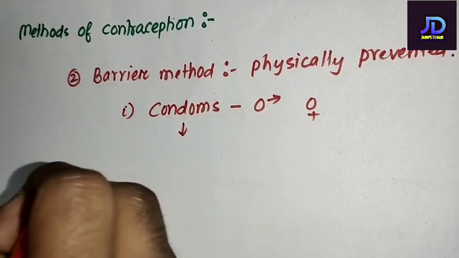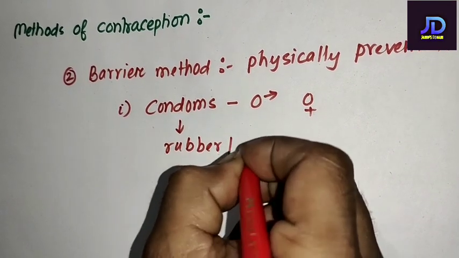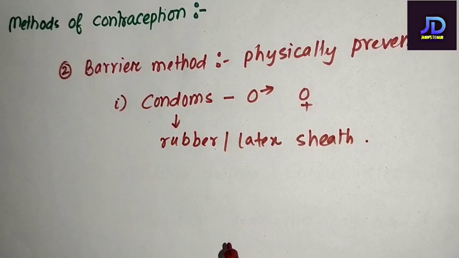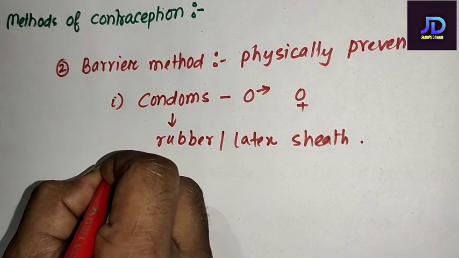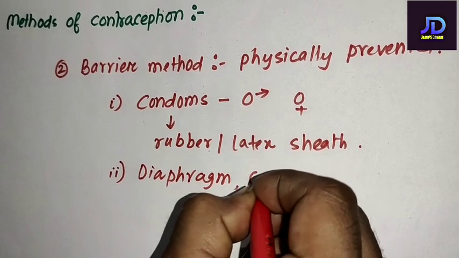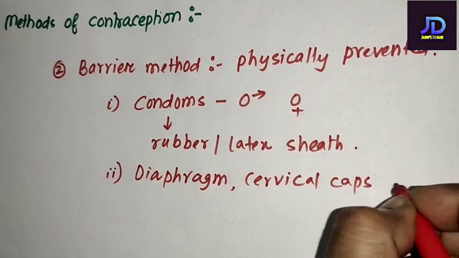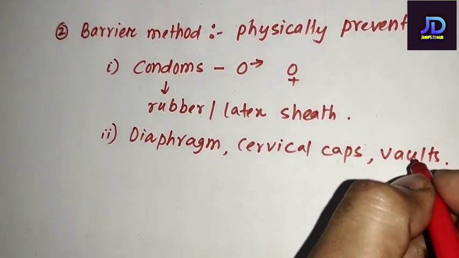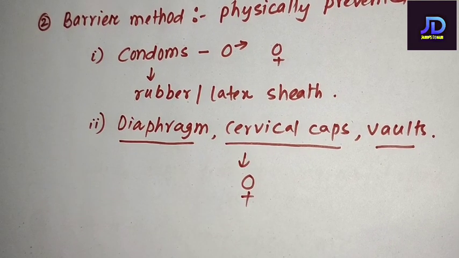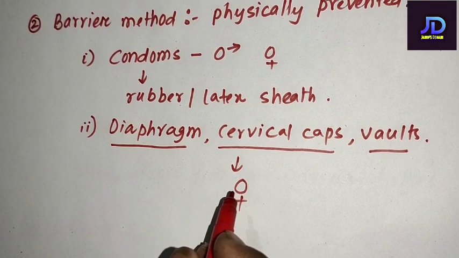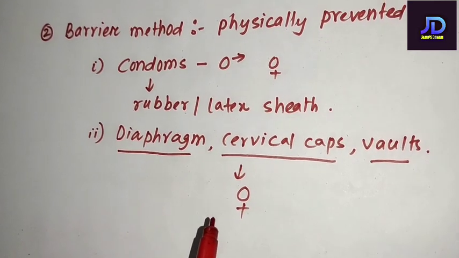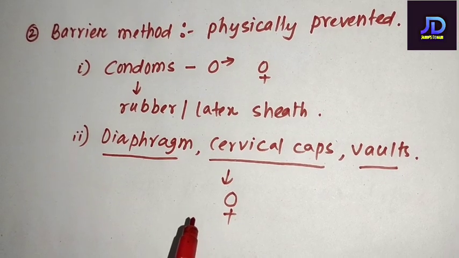Condoms are made up of rubber or latex sheet. They prevent the meeting of sperm and ovum. The second type of device under the barrier method is the diaphragm, then cervical caps, and then vaults, etc. The diaphragm, cervical caps and vaults are exclusively for females. These are not for males. In this physical barrier method, the sperm and eggs are not allowed to come in contact with each other.